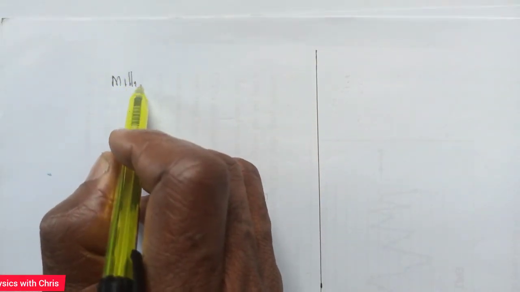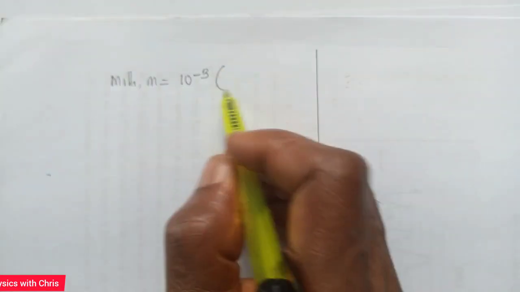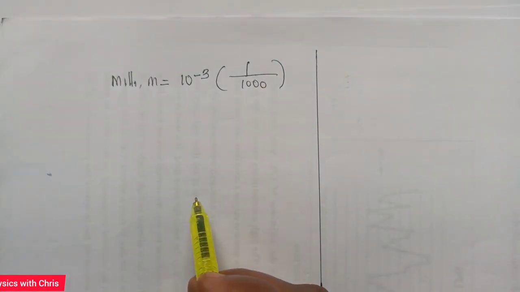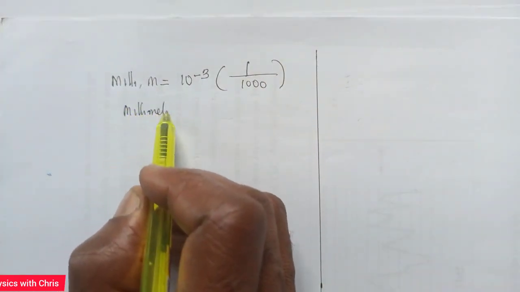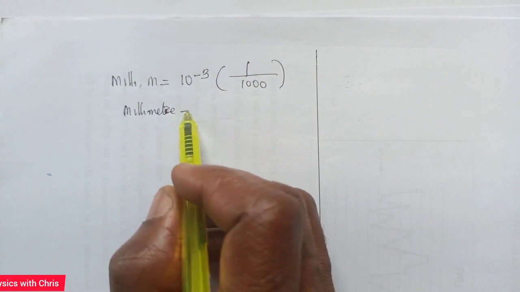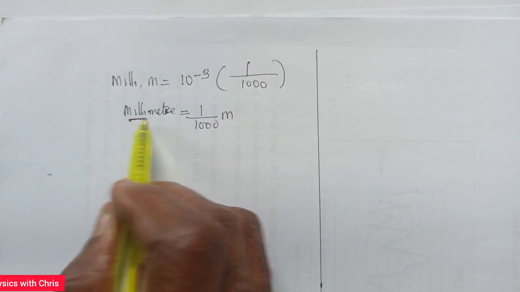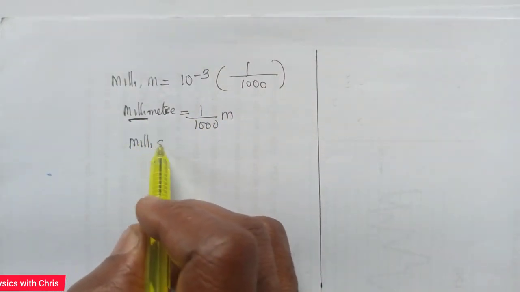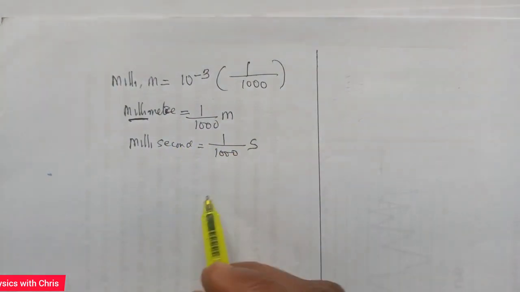Okay, let's take a submultiple. For instance, I have the milli. The milli is a submultiple and is 1 over 1000. So if this is placed before a root word like meter, I can have millimeter. That is to say 1 over 1000 meter, because this is 1 over 1000. If I place it before second, I can have millisecond. Millisecond is 1 over 1000 of a second.